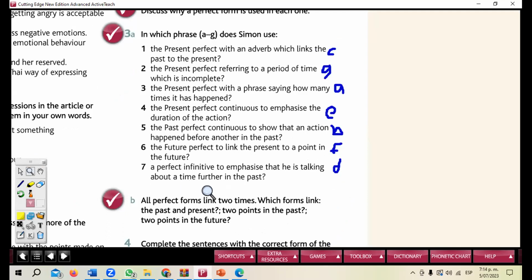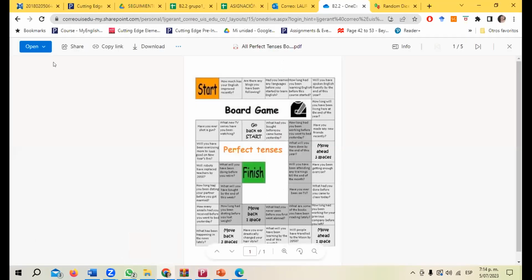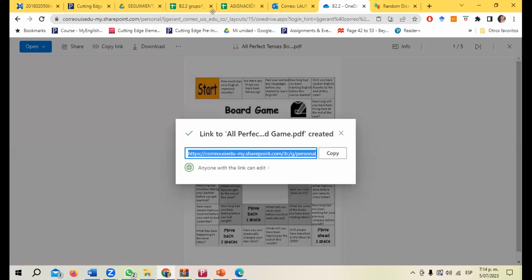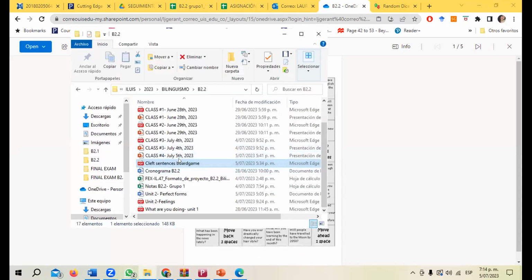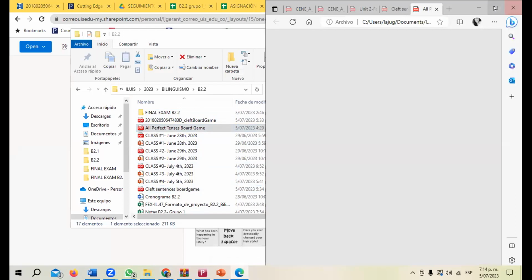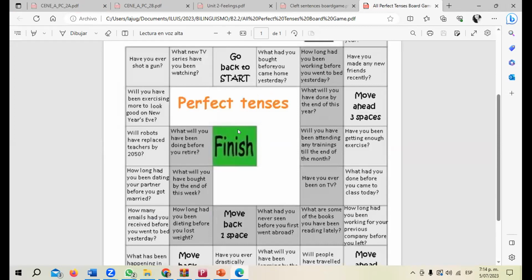All right. So before we finish the activities in the book, I want to send you to small breakout rooms and you're going to do a little game, a little practice with this board game, answering questions using all the perfect tenses, okay? So in the link, you can find the board game. You can download it to your computers if you want. I have it here. So you can have the board game. You can start here and then you finish over here.